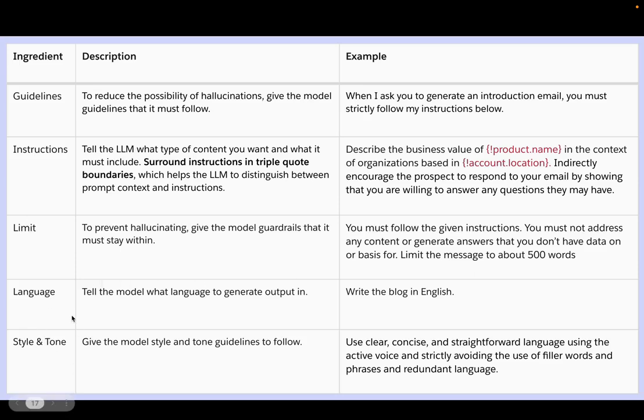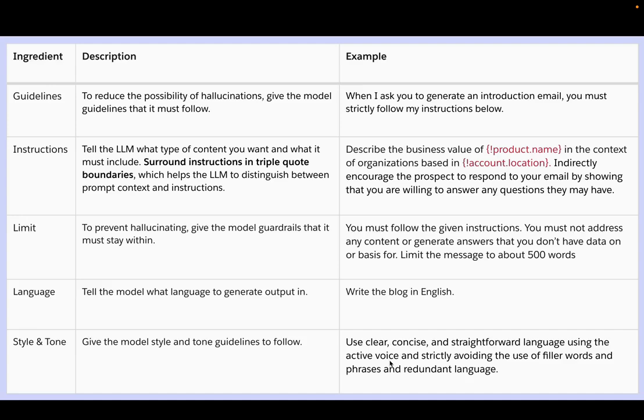Last but not the least, we have the language, styling and tone. This defines the tone, language, and the writing style the model should use when generating the content. For instance, you can write the blog in English, use clear, concise, and straightforward language, avoid using any filler words or redundant language. So this ensures the writing is crisp, professional, and in the right voice for your targeted audience.